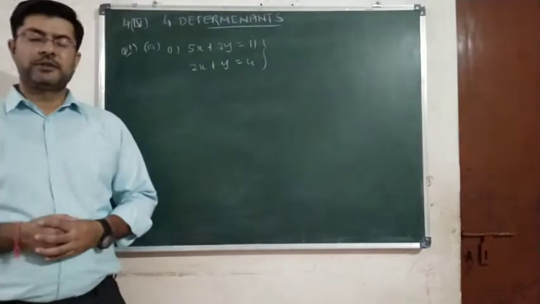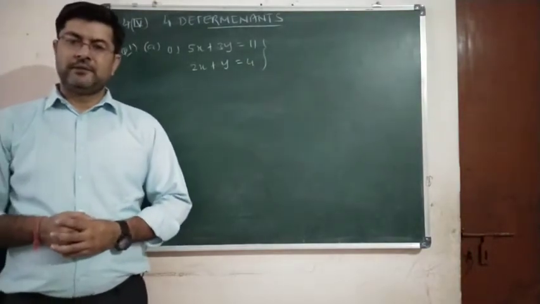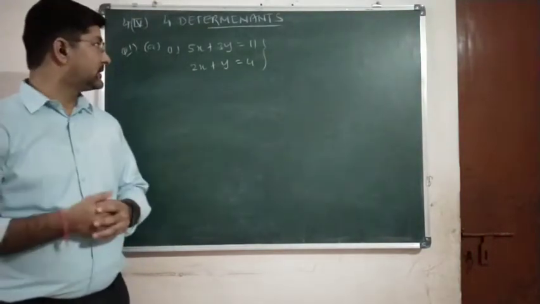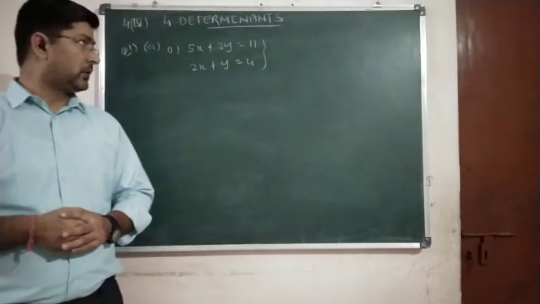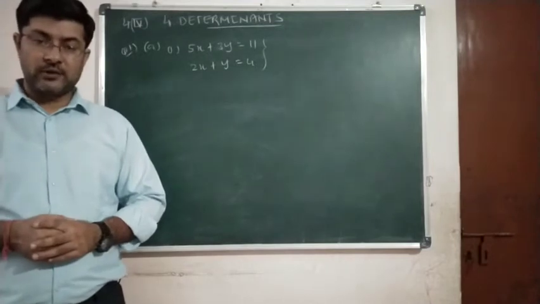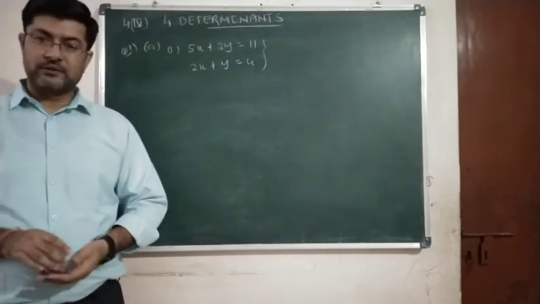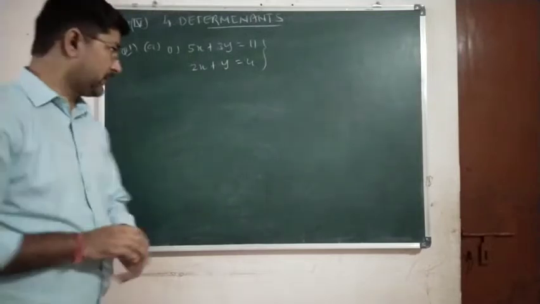Hello friends, you are watching ISC Mathematics and we are solving exercise 4 of chapter number 4, determinants. Here, in order to solve the two equations, we will use Cramer's rule or Cramer's formula.